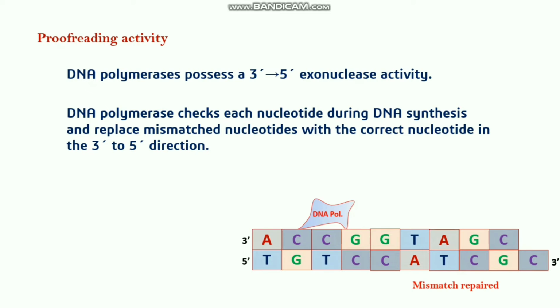But the Taq DNA polymerase does not have the fidelity and the proofreading activity. So Taq DNA polymerase does not have fidelity and proofreading activity. This is why Taq polymerase is not a highly efficient DNA polymerase. In many cases, the Taq DNA polymerase is not useful because it makes a lot of mutations.